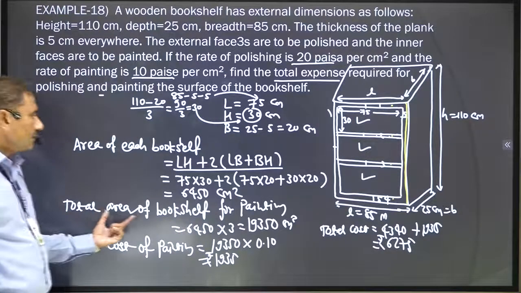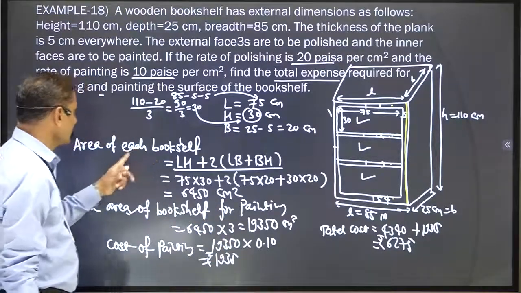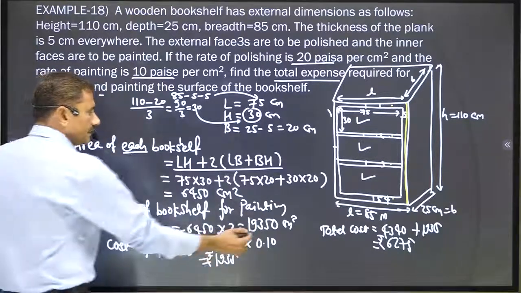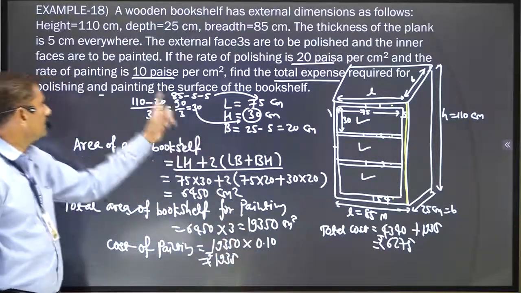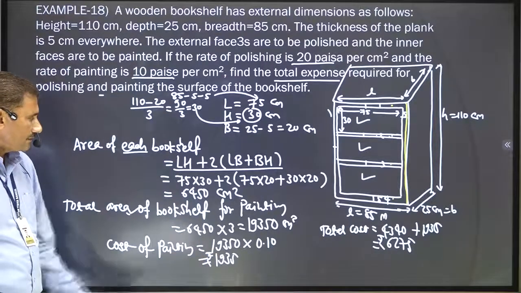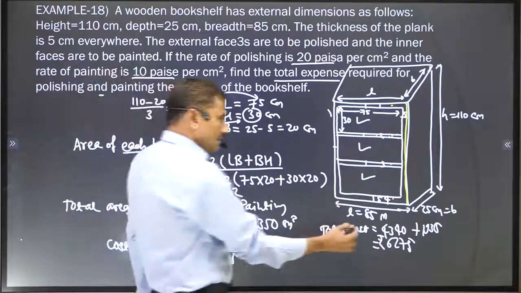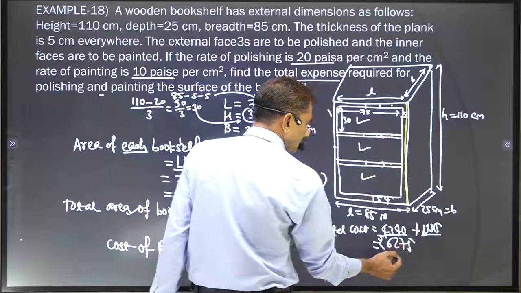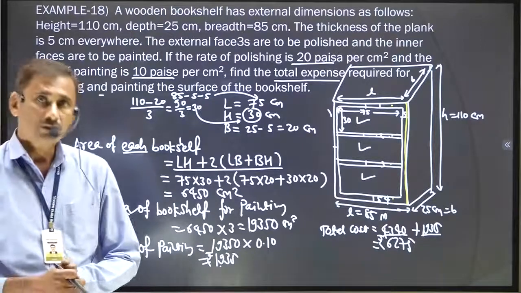Now the total area of the bookshelf, actually that is for one each, so we multiply by 3. So finally we get it. Now the cost. It is given 10 paisa per centimeter square. So accordingly we multiply, and we get the cost of painting. In the earlier part we found the cost of polishing. Now with the cost of painting, finally we get rupees 6,275 as the total cost.